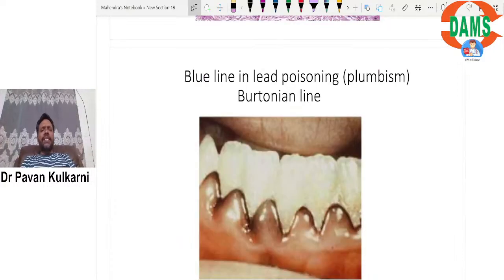I want you to understand about certain poisonings here. All of us know lead poisoning. Lead is one of the important heavy metals. If poisoning occurs in a human being, that is called plumbism. How to identify it in the oral cavity? You will see a bluish black line along the gingival margin, which is known as Burtonian line or Burton's line. Burtonian line or Burton's line is a feature of plumbism or lead poisoning.